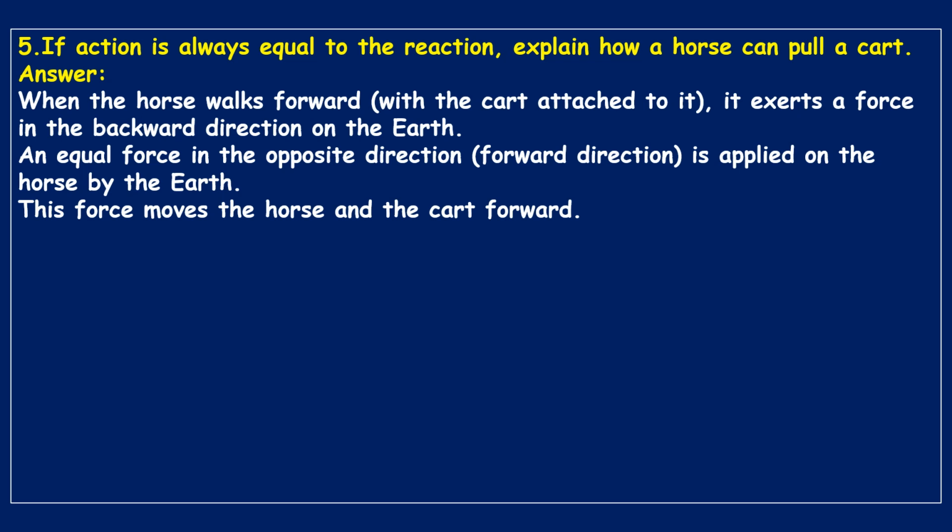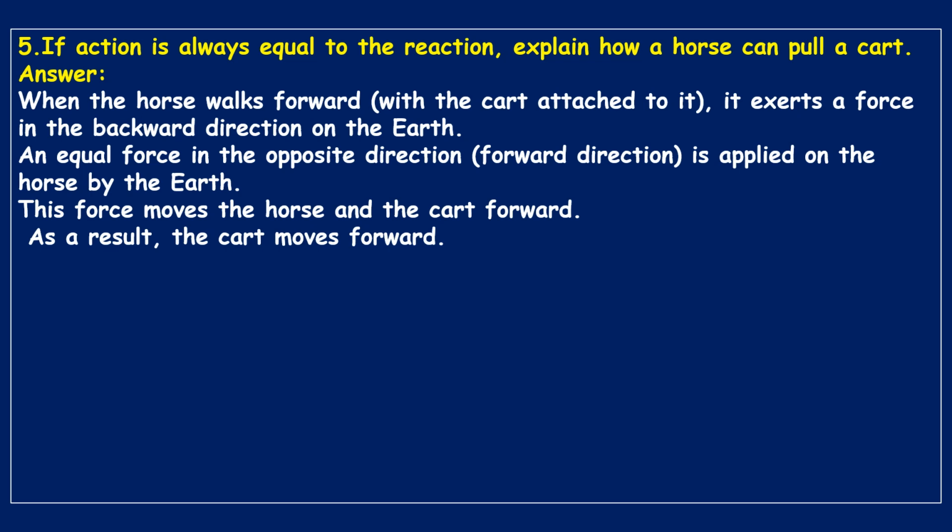This force moves the horse and the cart forward. As a result, the cart moves in the forward direction. So here, don't think that the road is not moving backward, so it doesn't show any reaction. It exerts a force in the forward direction on the horse. Clear that?